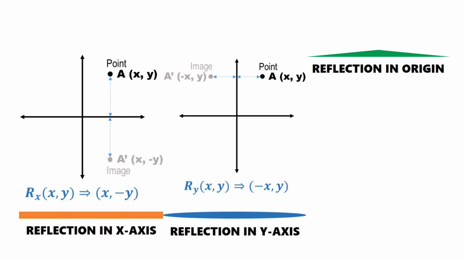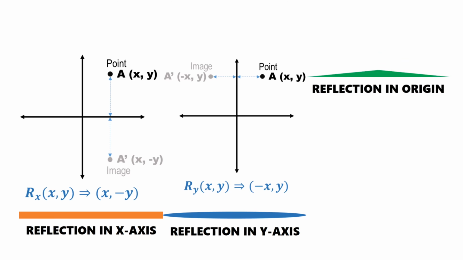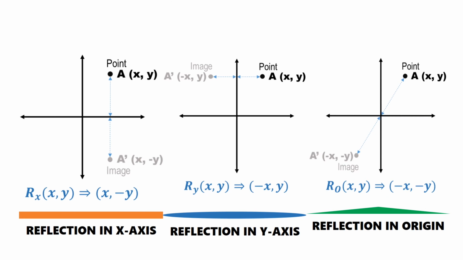Reflection in the origin. When a point is reflected in the origin, both the coordinates are changed to their opposite signs. Therefore, the reflection of a point x, y in the origin, which is denoted as Ro, is negative x, negative y. With these concepts, let us see a few examples.